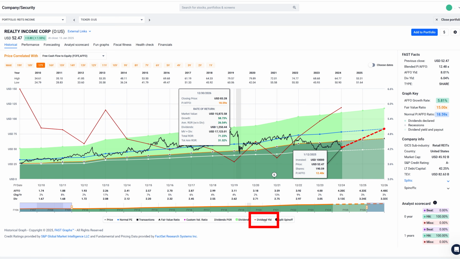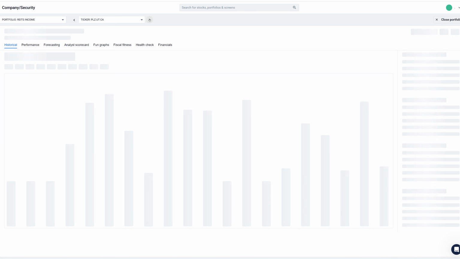Now, looking at dividend yield, historically, this is one of the higher dividend yields that you'll see on this REIT historically. And that has to do with the valuation being as low as it currently is. So that's a big plus for this REIT.